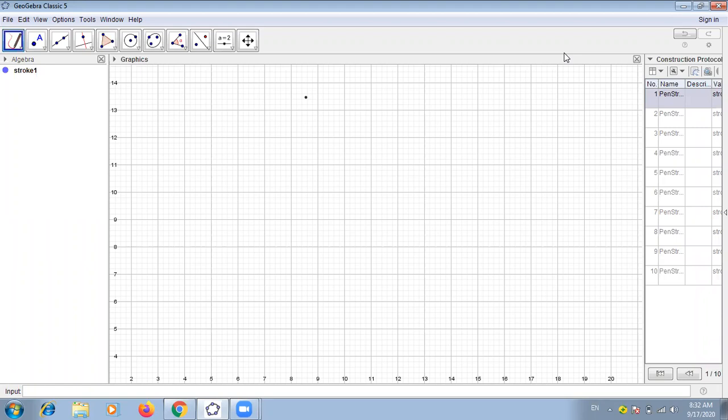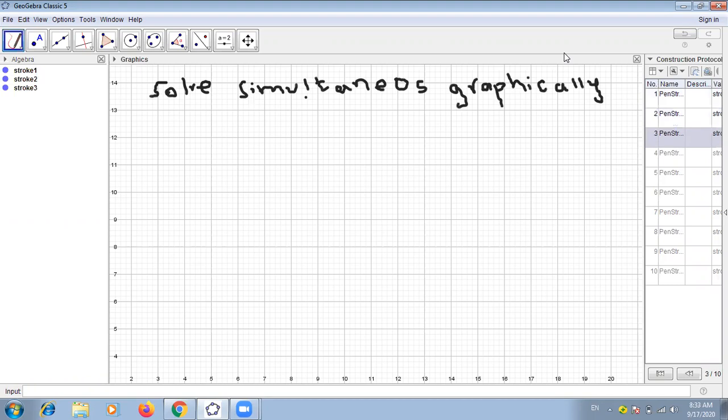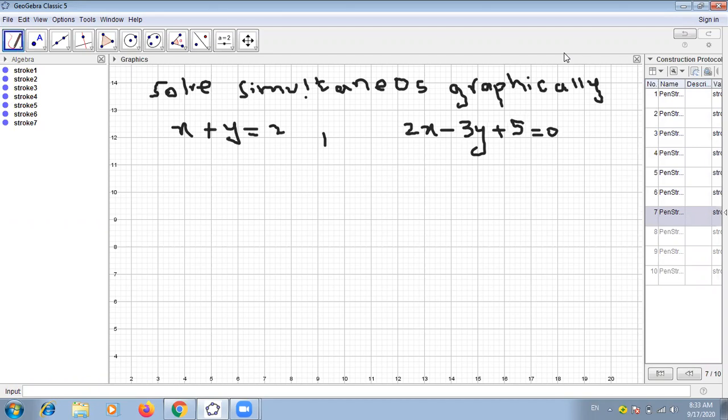So our topic for today is how to solve simultaneous equations graphically. For this, let's suppose we have a question: x plus y equals 2 and 2x minus 3y plus 5 equals 0. And we have to solve these two equations graphically.